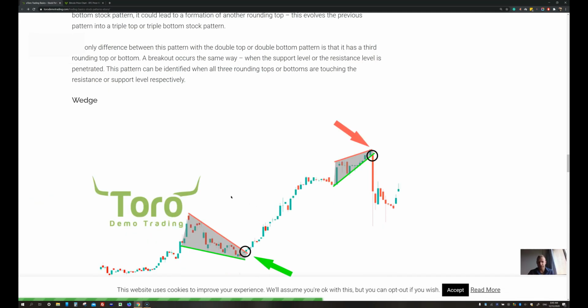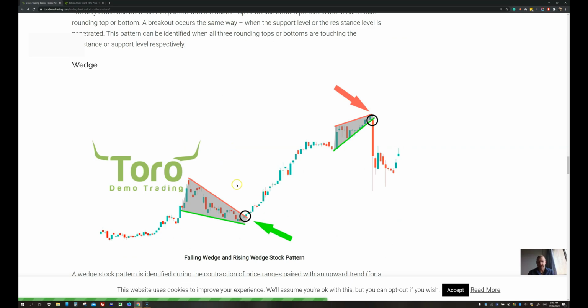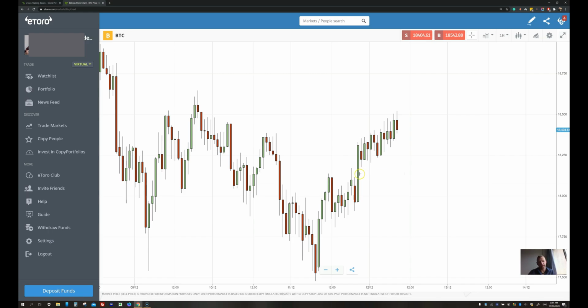Now, let's go to the next one, the wedge, which is similar to the triangle. So a falling wedge or a rising wedge is more like a channel going upwards or downwards. And in Bitcoin, you can see this very good here now. So the price movement goes up, and it very slowly creeps up in this very small wedge channel. And this is unsustainable because people are slowly buying.